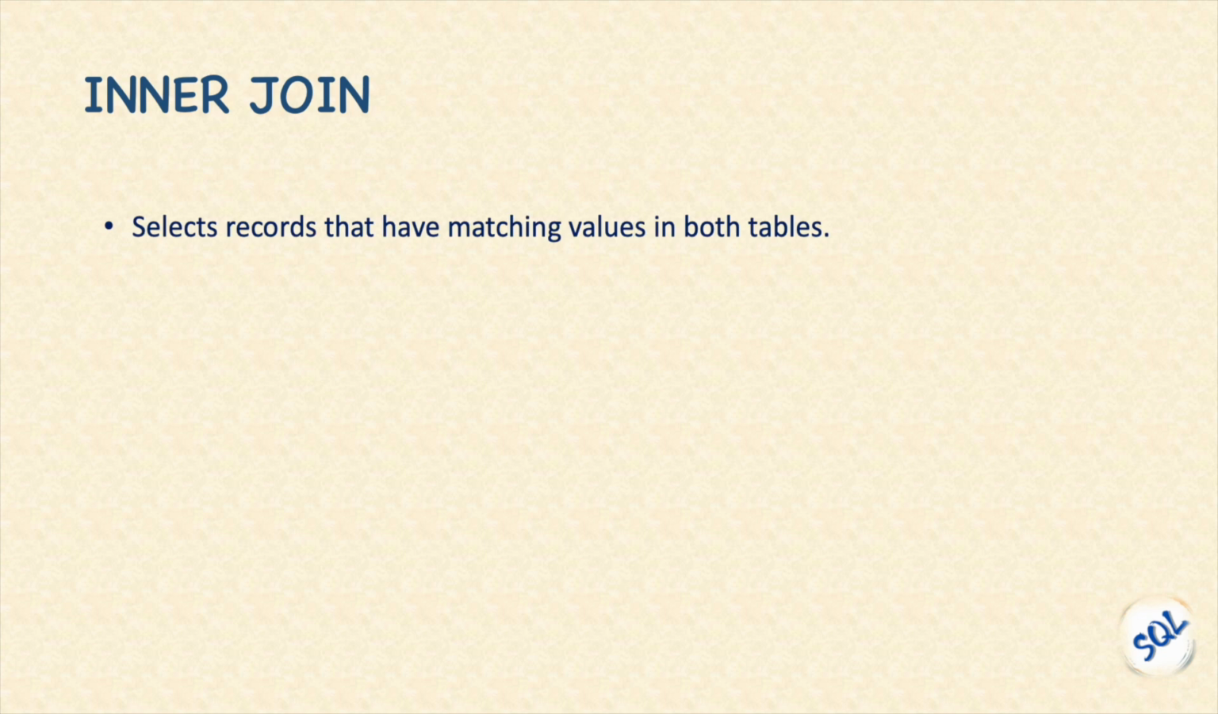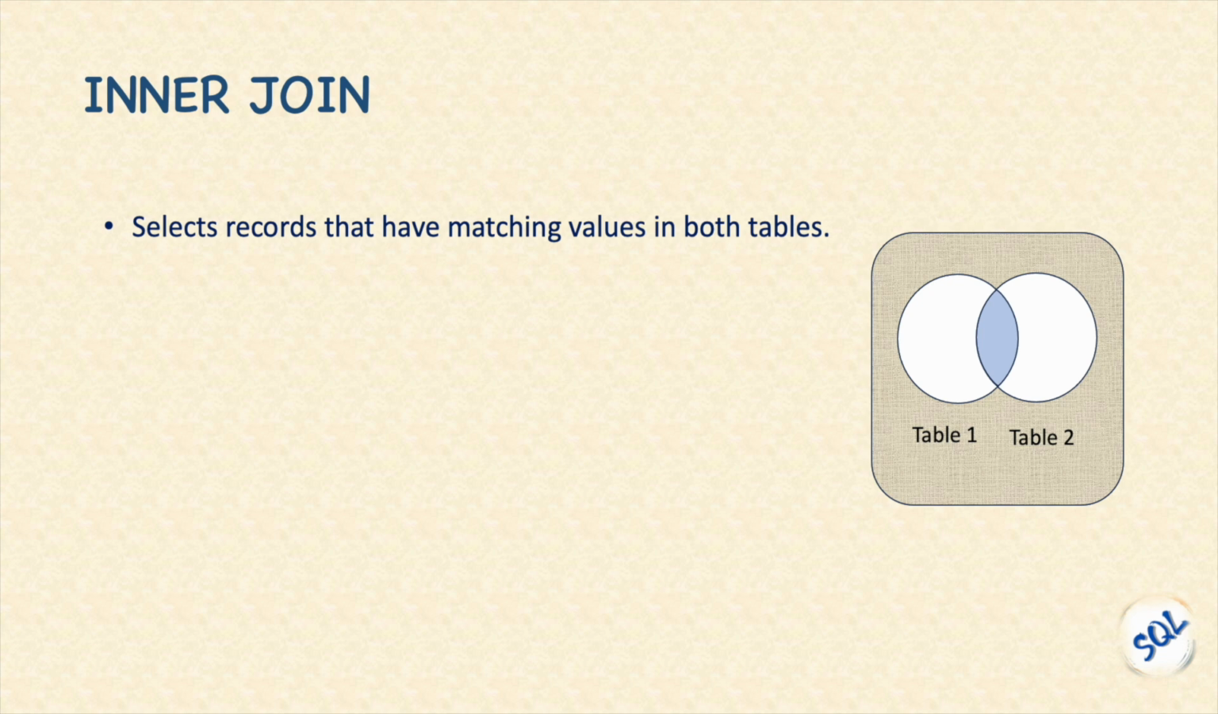Inner join returns only the rows where there is a match in both tables. For example, if we have a customers table and orders table, we can find all customers who have placed orders. Look at the diagram. The intersection that is highlighted with blue represents the matching rows that exist in both tables based on the join condition.